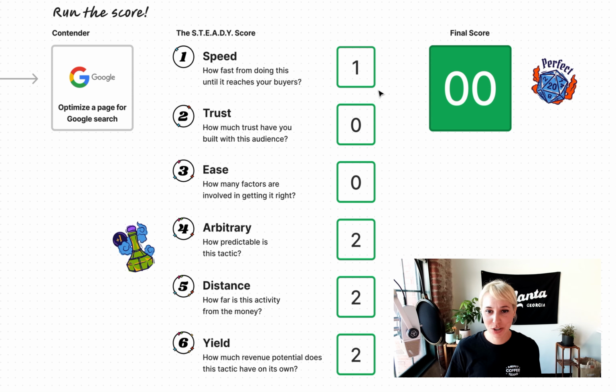Let's tally up the score. We are looking at a 7. So 7 out of 18. So that's sort of on the slower side, right? We're not looking at something that is a quick win here. We're looking at something that is predictable and closer to the money than some of our other strategies, but it's not as quick as some of the things we have in our back pocket.